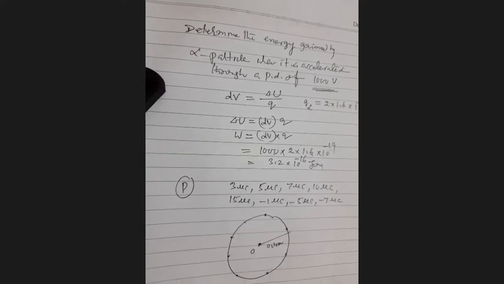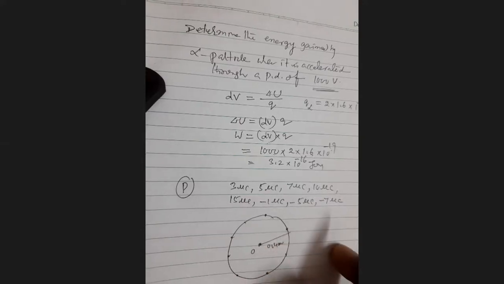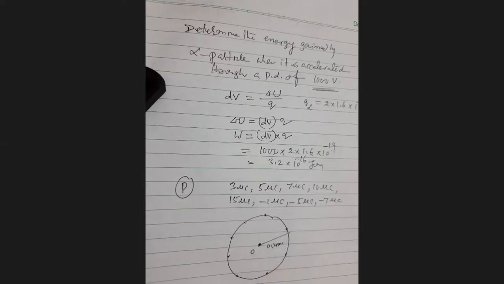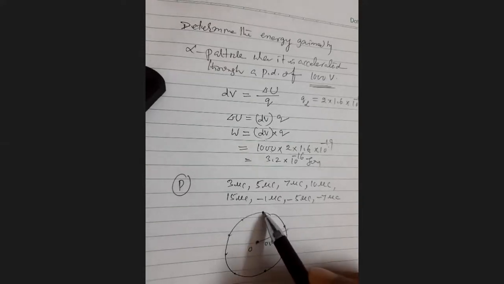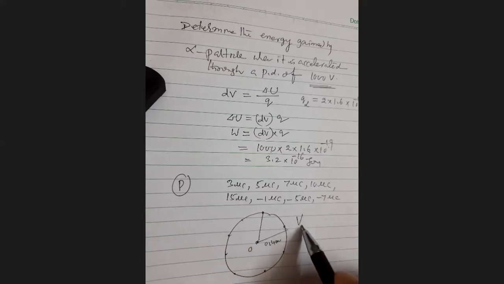We know that the electric potential is a scalar quantity. Here we don't talk about the direction. The potential due to many charges is equal to the algebraic sum of the potentials due to the individual charges. So due to Q1 potential V1, due to Q2 V2, due to Q3 V3 and so on, the net potential at the center equals V1 plus V2 plus and so on up to V8, right?